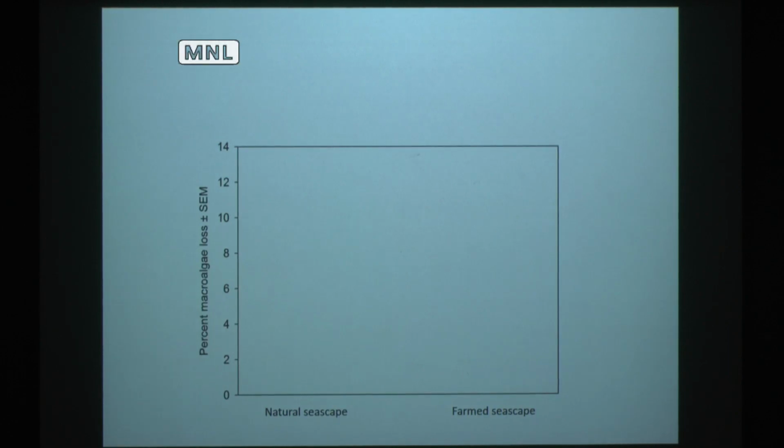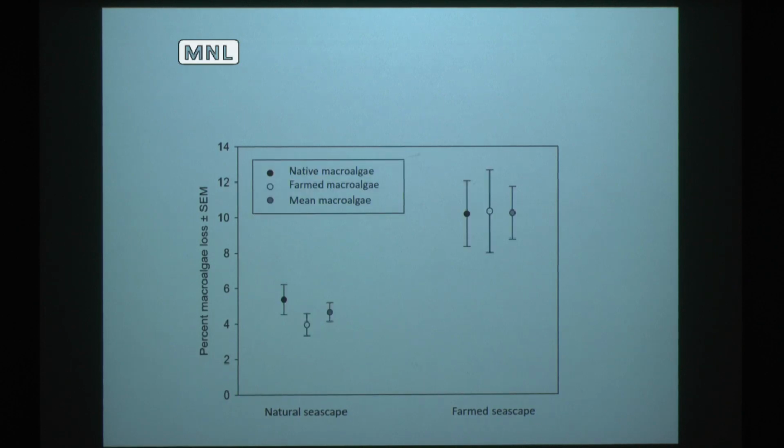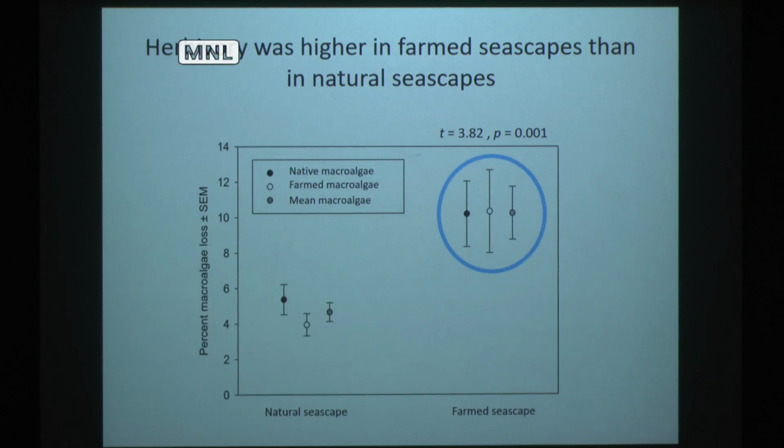So now let's take a look at the results for herbivory. We have on the y-axis percent of macroalgae loss, and on the x-axis the farm seascape and the natural seascape. And we see that in the different colors, we have the native macroalgae as well as the farm macroalgae. Higher herbivory was found in the macroalgal farm seascapes compared to those on natural macroalgal beds.